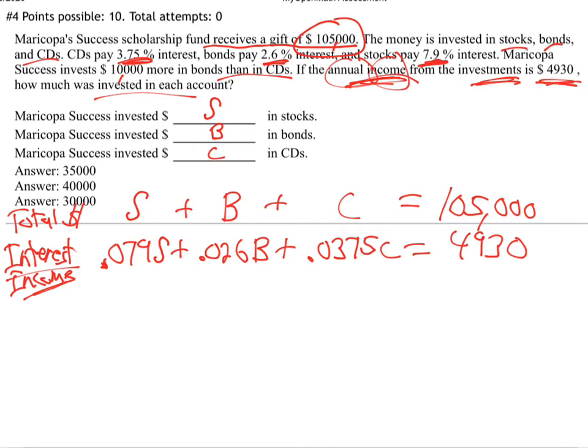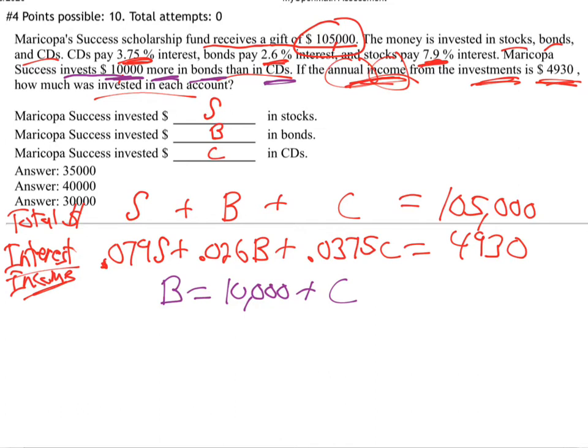Finally, for 3 letters, we need 3 equations. So we need a third equation, as you know. What other fact do they speak of that we have not used yet? It's right here: it invests 10,000 more in bonds than CDs. So the bond amount is 10,000 more than the CD amount. The bond amount is 10,000 added to the CD amount. So there's our third equation.